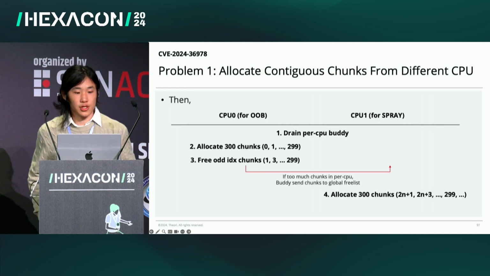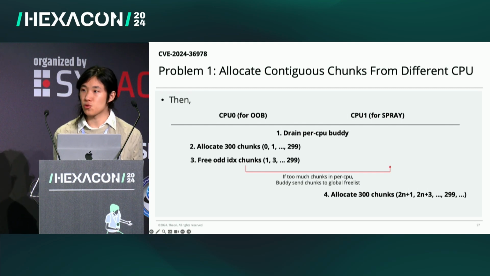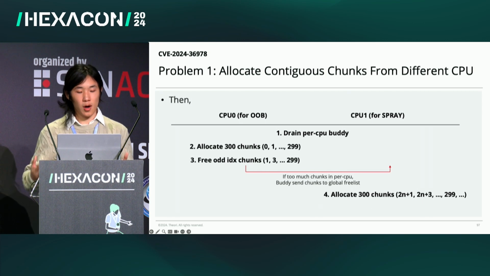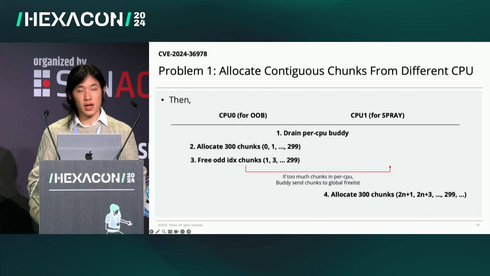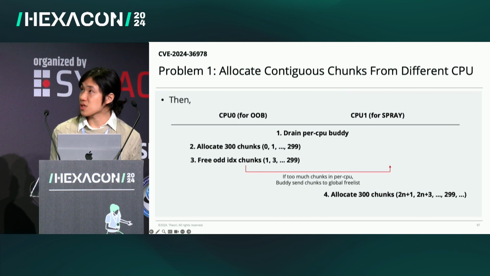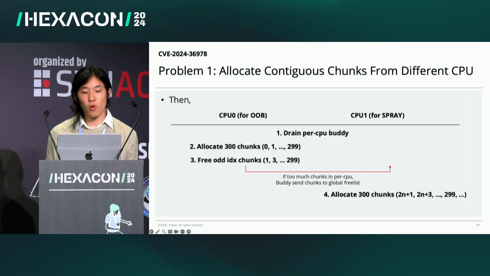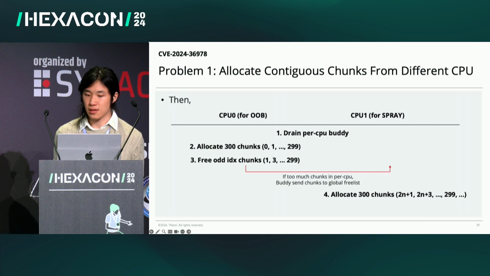Let's think about this situation. First, drain all per-CPU buddy lists from CPU 0 and CPU 1. After that, allocate a bunch of chunks. I chose 300, but it could be 400 or 500 also. Then free all odd-indexed chunks.